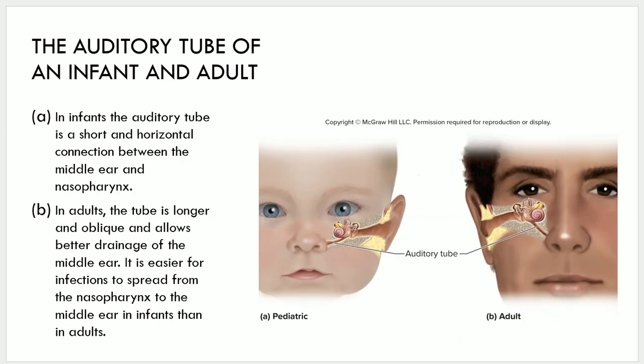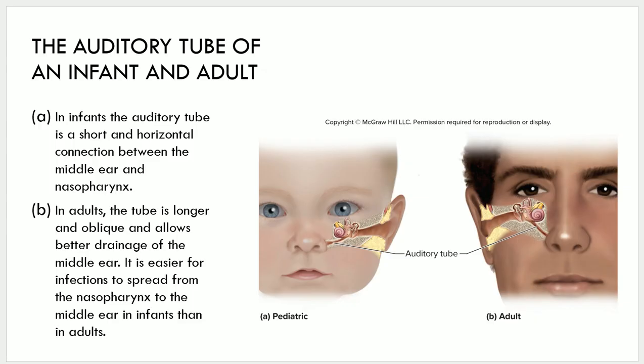The auditory tube of an infant and an adult, we're just going to touch on. We also call this a eustachian tube. So that's the drainage tube from your ear to your throat, essentially. It's the ear to the nasopharynx, kind of right above where the uvula is, and that dumps into the throat. You've heard of postnasal drip? That's that area. In infants, it's really short and horizontal.